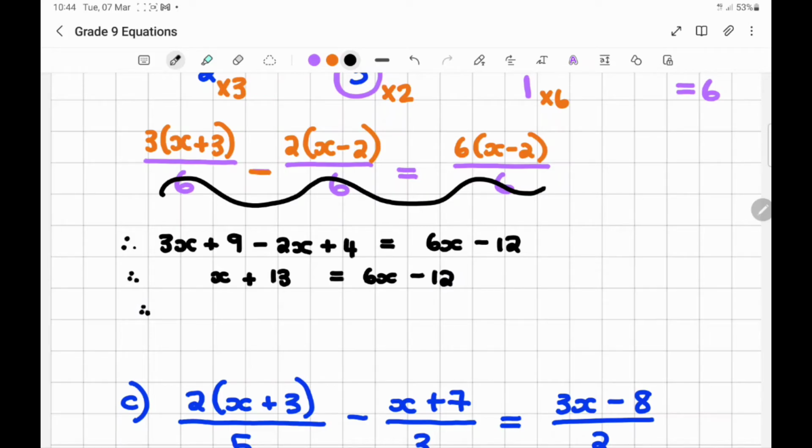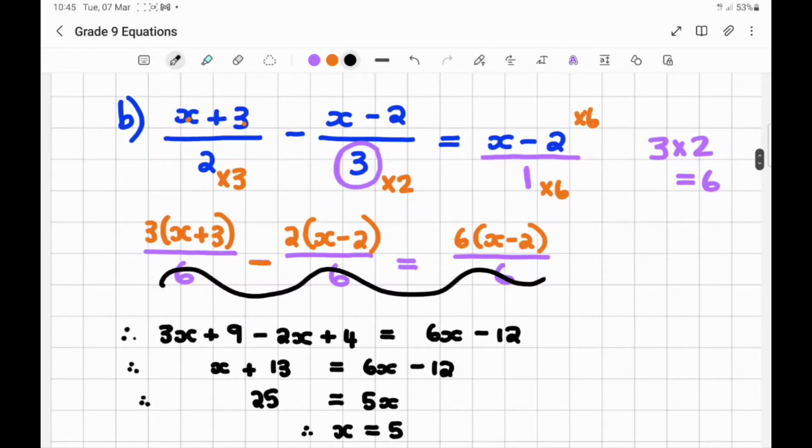And then I can start getting all your like terms together. 6x minus x, I'm going to take it to this side. And 13 plus 12 is 25. Thus, divide by 5 on each side. And x is 5. Beautiful number.